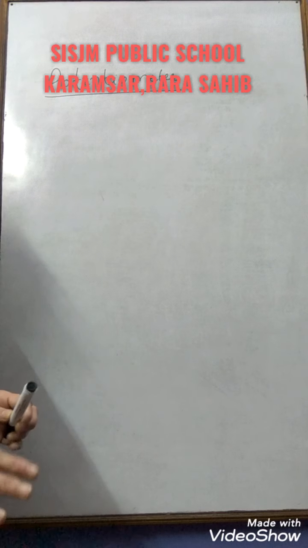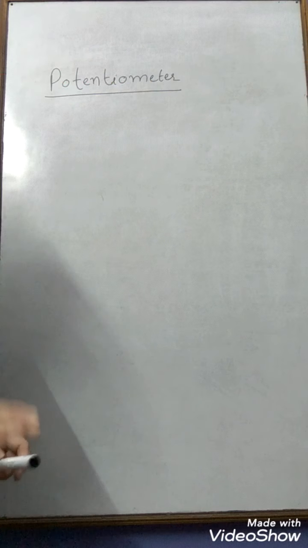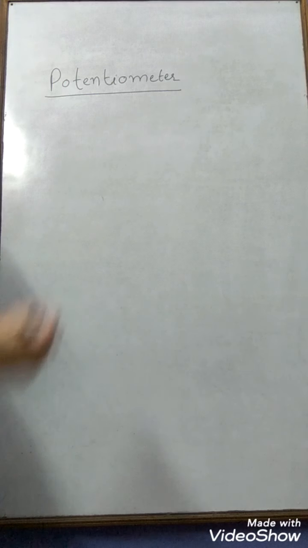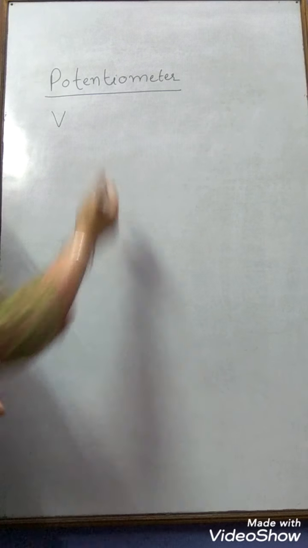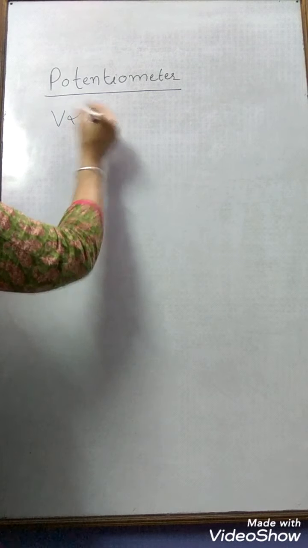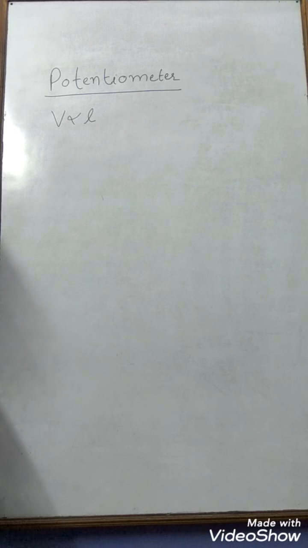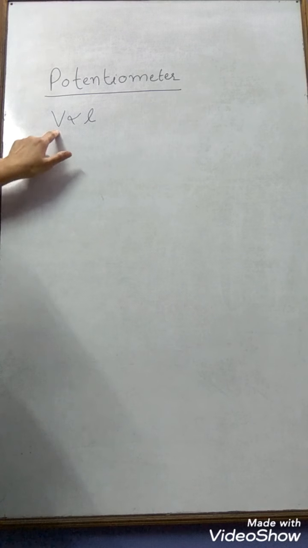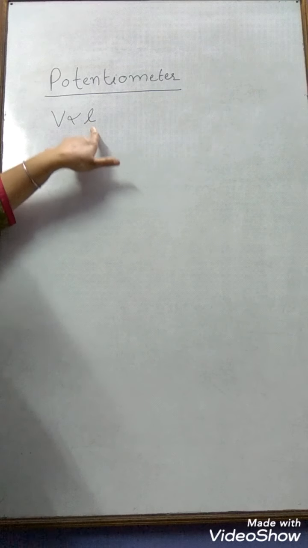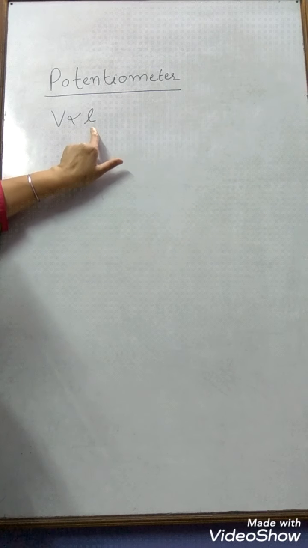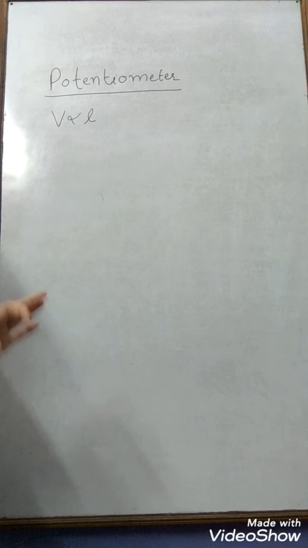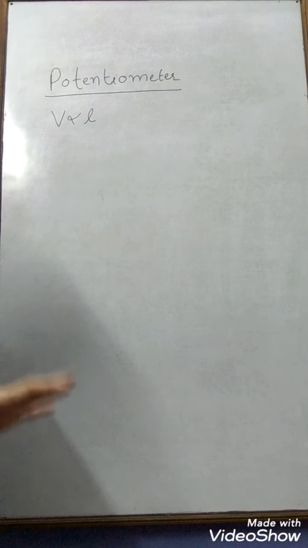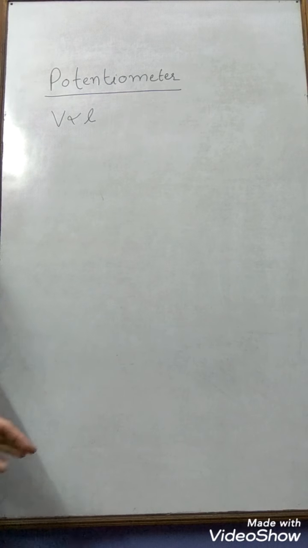It is based on the principle that if constant current is flowing through a uniform cross-sectional wire, then the potential across any length of the wire is proportional to that length. Means potential voltage is proportional to the length of the wire across any portion, but the condition is current is constant and the wire is of uniform cross-sectional area. This is the principle of potentiometer.